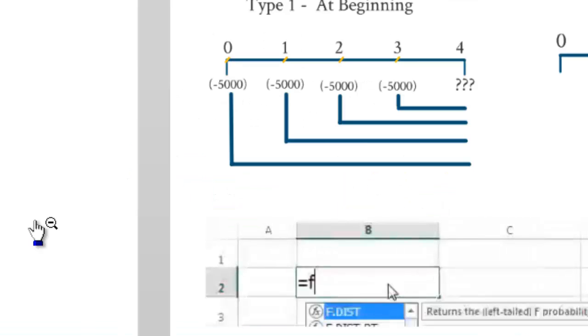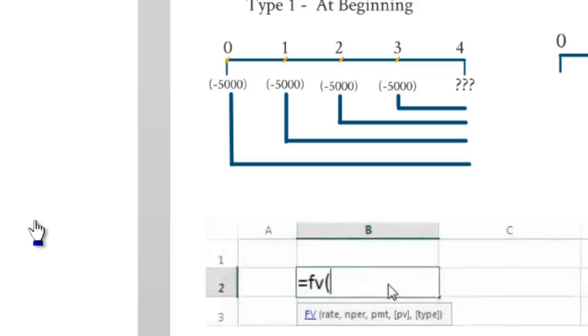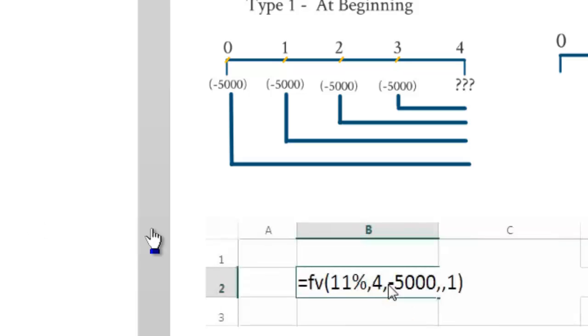First, calculating at type 1. So let's find future value, bracket open, key in the rate, which in given case is 11%. And how many years do we have? We have 4 years. And now we have a PMT. You have minus 5,000 as PMT. Do we have a PV? No.